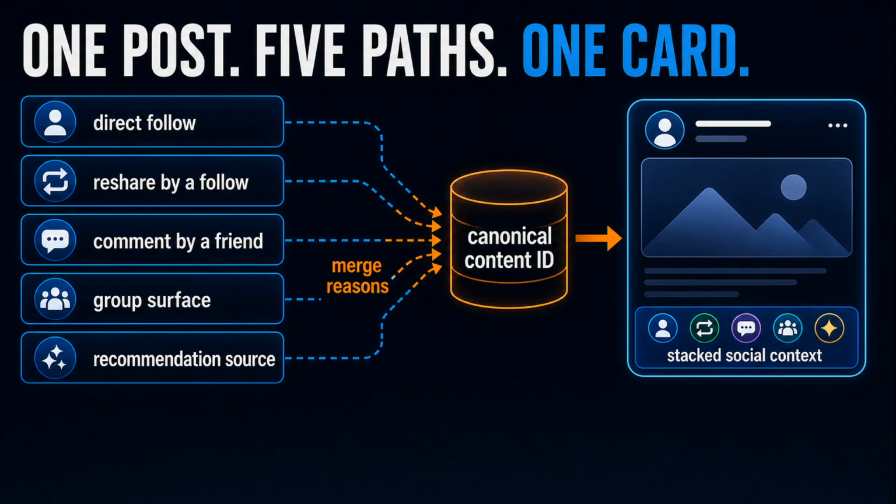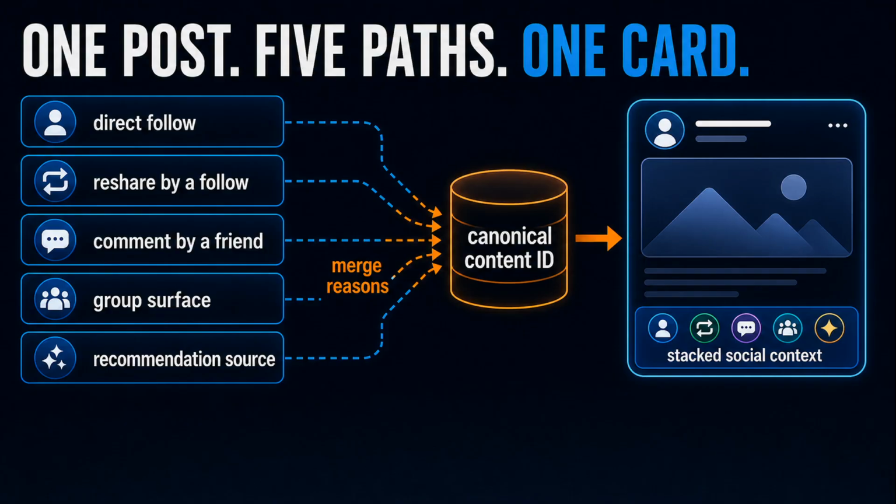Deduplication is where feeds get subtle. The same post can arrive through several paths. You follow the author. Someone you follow reshared it. A friend commented. A group surfaced it. A recommendation source picked it. 5 paths, 1 underlying post. Showing it 5 times is a bad feed.